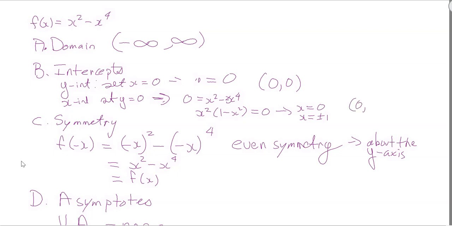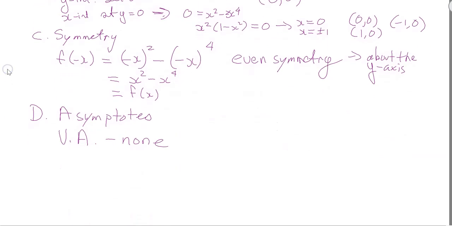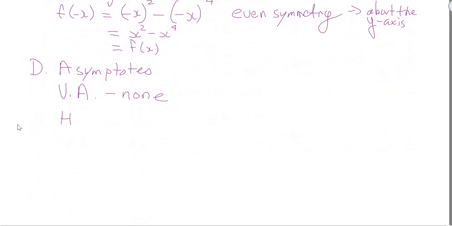So what do we got? 0, 0. 1, 0. Negative 1, 0. If they're easy to find them. If they're not easy to find, don't spend 20 minutes trying to find intercepts of things. But yeah, in this case, you're quite right. That was easy to find. Vertical, none. Horizontal.